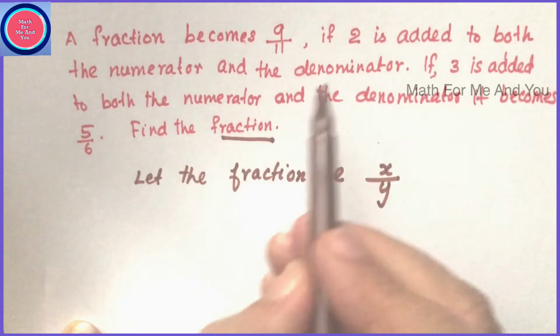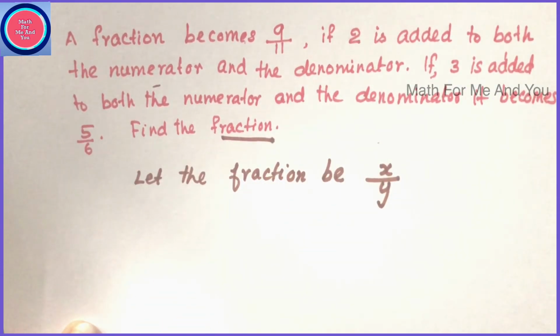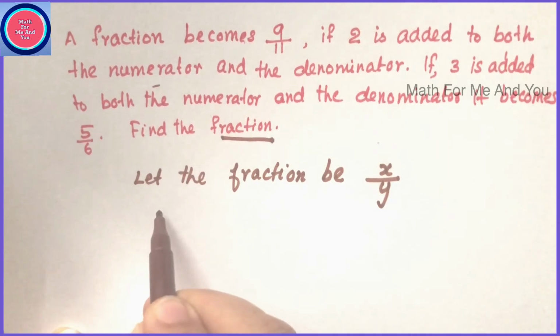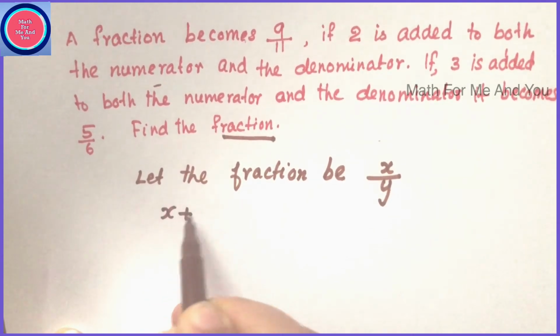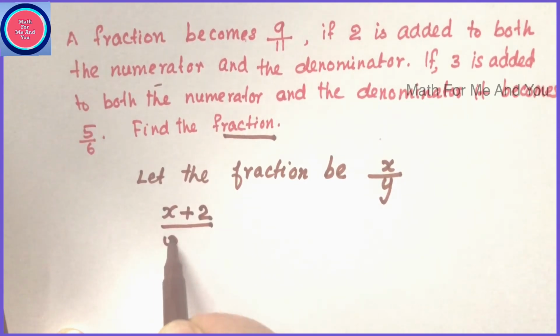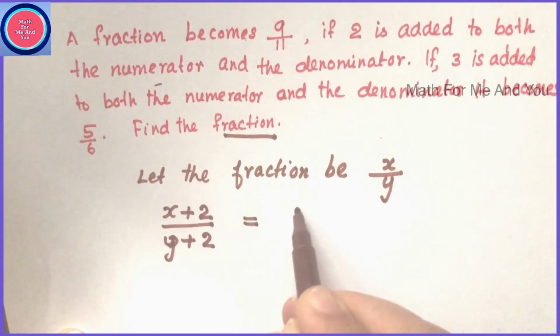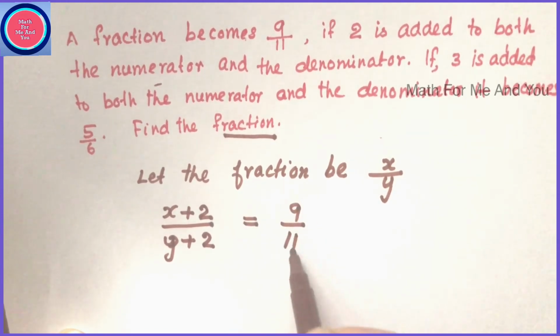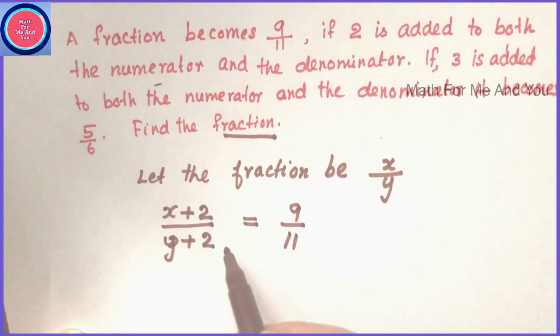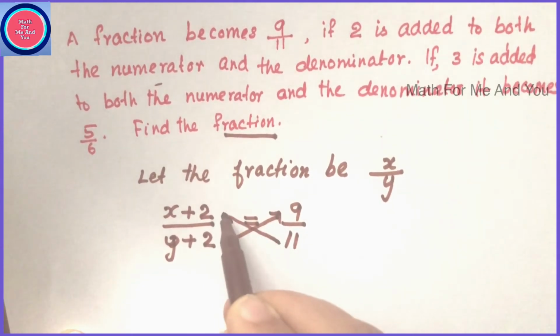When we read the first sentence, it is given that 2 is added to both numerator and denominator. We can add 2 to the numerator, so it becomes x plus 2. Then add 2 to the denominator, it becomes y plus 2. Then what is the answer? The fraction becomes 9 over 11. Before putting this as equation number 1, just cross multiply and arrange the equation.